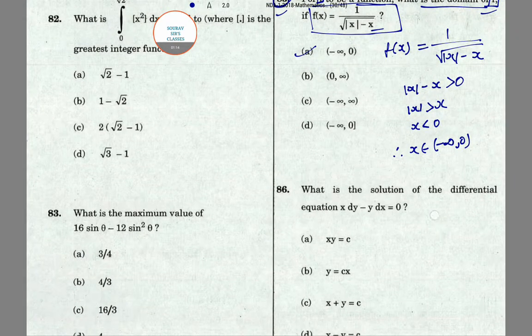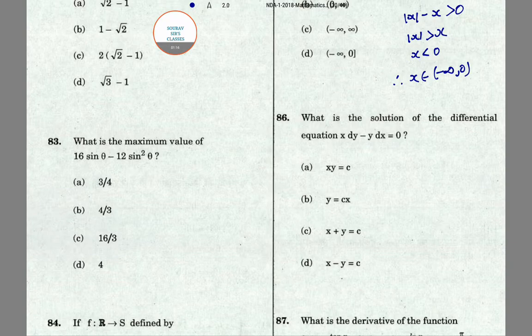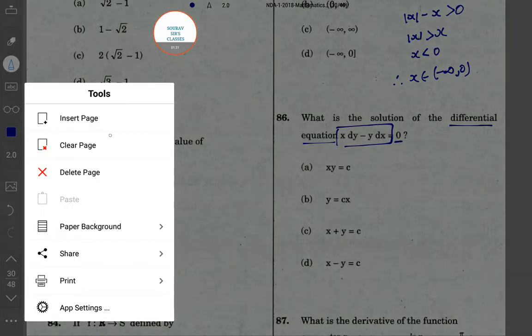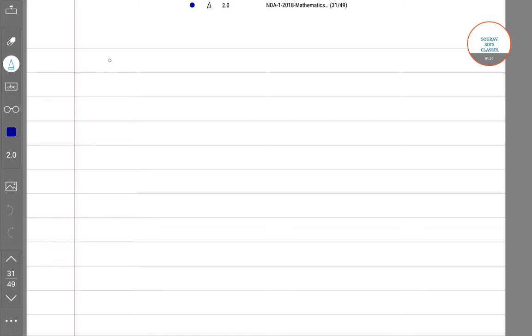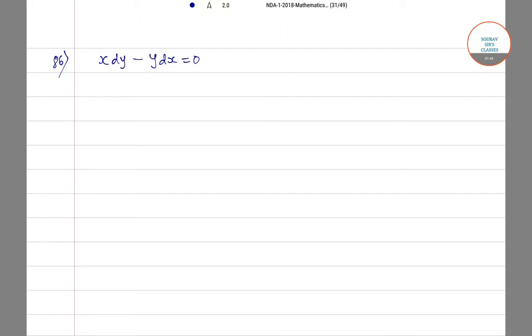Now we'll go to the next question, that is question number 86. We have to find the solution for the differential equation x dy minus y dx equals 0. So how do we do it? For this, first of all, I'll simply write it down. Allow me to take a page. So in question number 86, it is given x dy minus y dx is equal to 0.